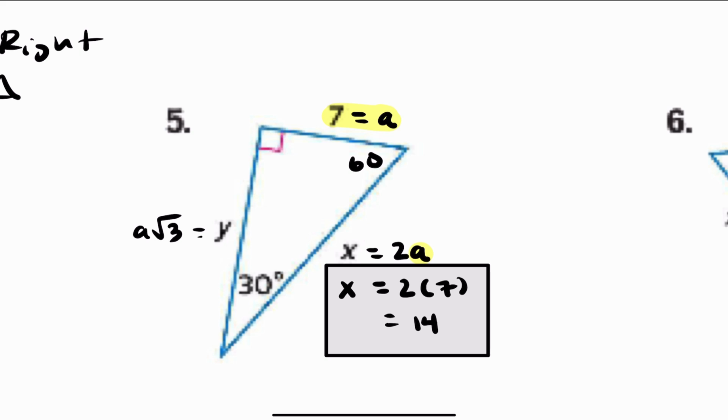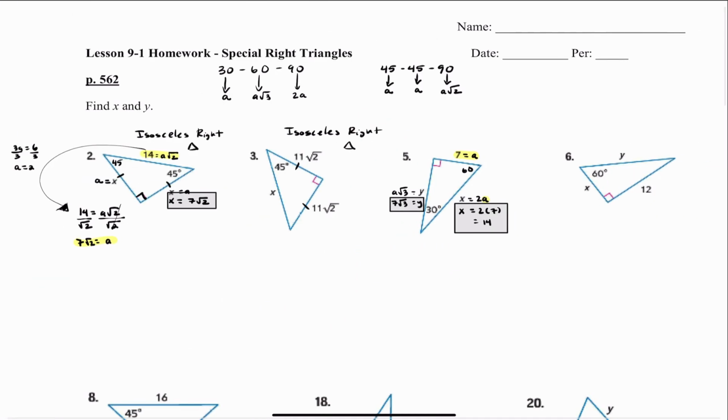Now, for Y, notice that it's currently Y equals A root 3. But we know what A is equal to. A is equal to 7. So again, all I'm doing is just replacing this variable with this number. So Y is equal to 7 root 3. And that is my other answer. Okay, so that's how you solve number 2 and number 5.